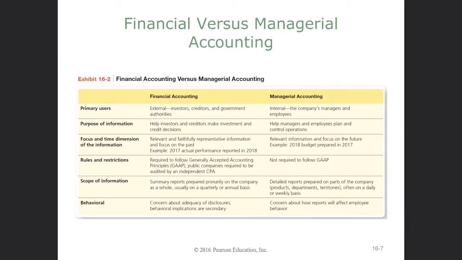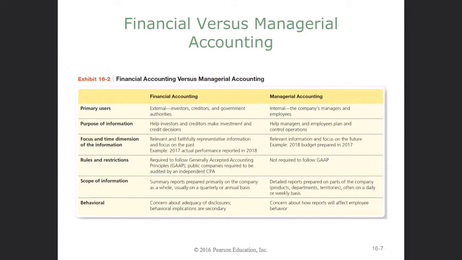Rules and restrictions: they're required to follow GAAP, and public companies are also required to be audited by an independent CPA. The scope of information for financial accounting is summary reports that are prepared primarily on the company as a whole, usually on either a quarterly or annual basis. And then behavioral, the concern is about the adequacy of disclosures, and behavioral implications are secondary.